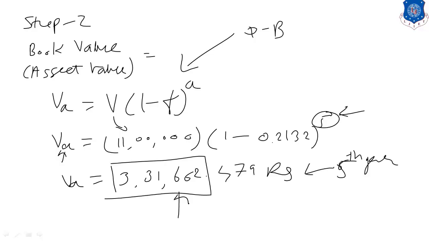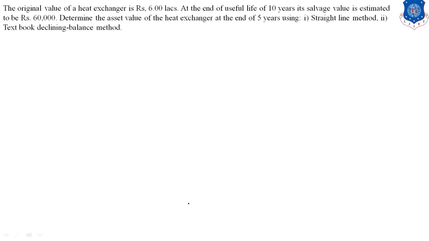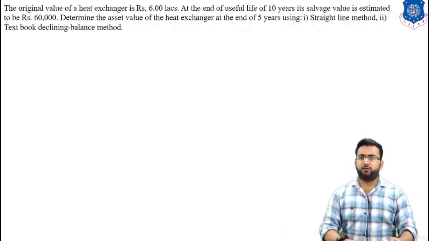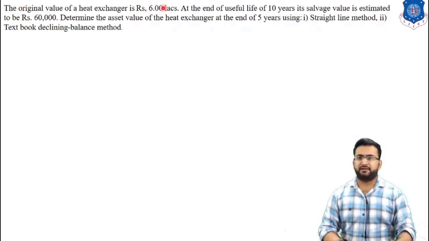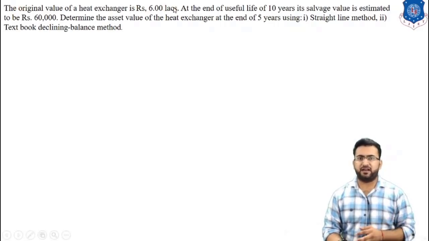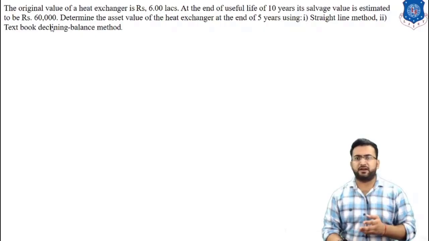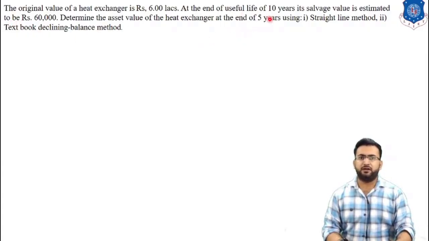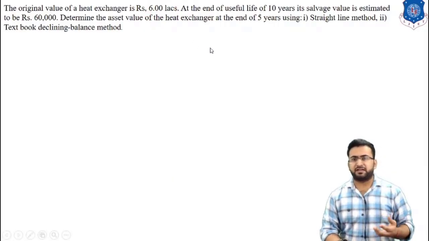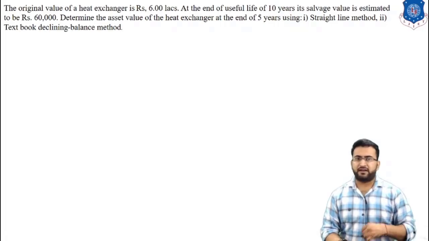Now let's calculate one more example. In this numerical, given that the original value of a heat exchanger is 6 lakhs, at the end of the use life of 10 years, its salvage value is estimated to be 60,000. Determine the asset value of the heat exchanger at the end of the 5th year using straight line method and declining balance method. So we have to determine the asset value of the heat exchanger at the end of the 5th year. Original value of the heat exchanger is 6 lakh rupees, service life is 10 years, and salvage value is 60,000.